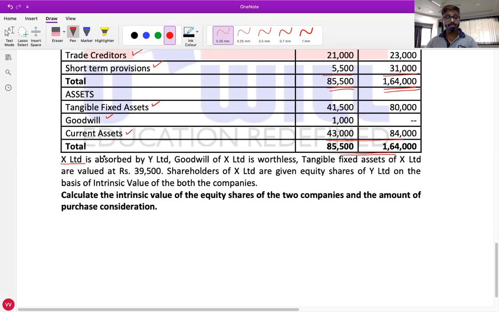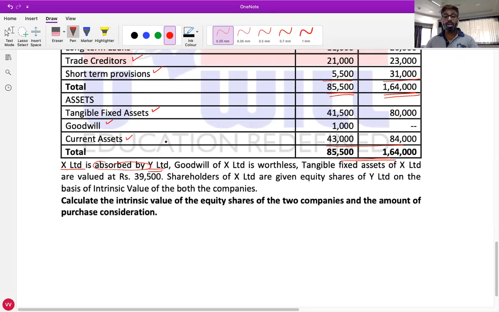X Limited is absorbed by Y Limited. Which company is going into liquidation? X. X is absorbed by Y Limited, so X is going into liquidation. X is the transferor company and Y is the transferee company. Did everyone understand this? Yes. Further? Goodwill of X Limited is worthless.